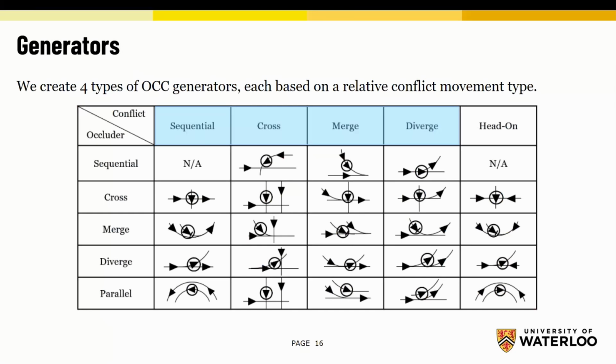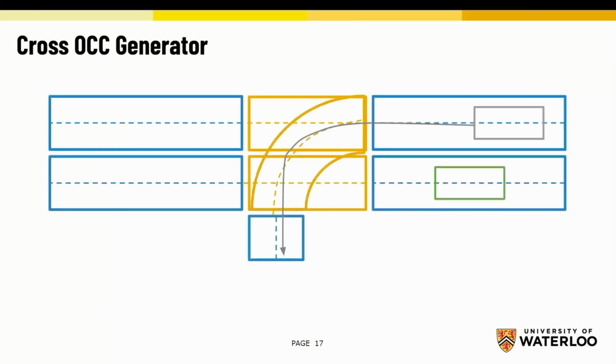In order to generate the occlusion-caused collisions, we use 4 types of OCC generators, each based on a relative conflict movement type. The benefit of using 4 instead of just having one big one is that it lets us tailor each generator to each type of occlusion-caused collision more easily, and it also lets us examine which scenarios are hard to generate. It also lets us take advantage of our modular system where anyone can create a new generator and just put that in and have it run and make new scenarios. I won't take you through all 4 of them because they're all quite similar. I'll just take you through how the cross OCC generator works.